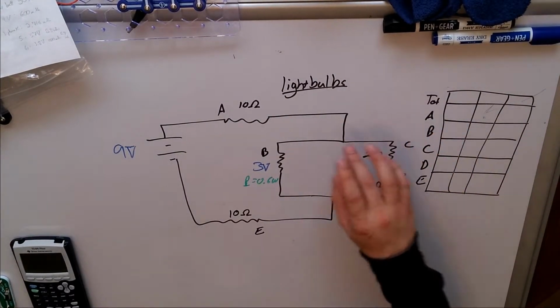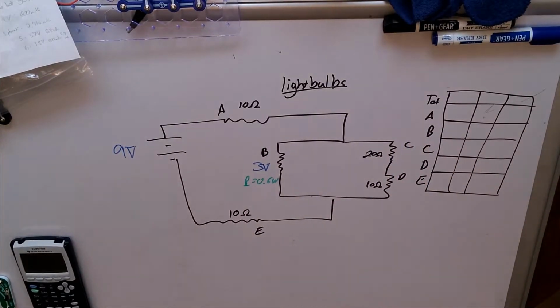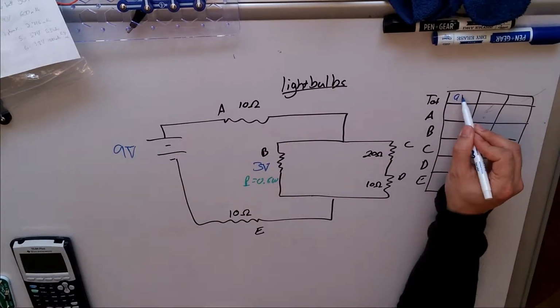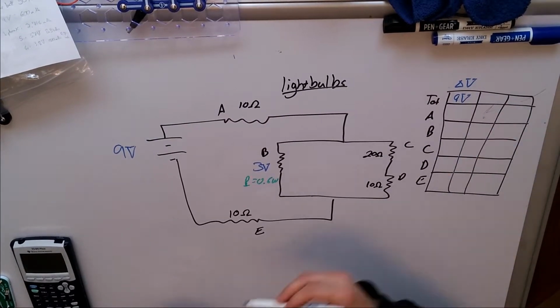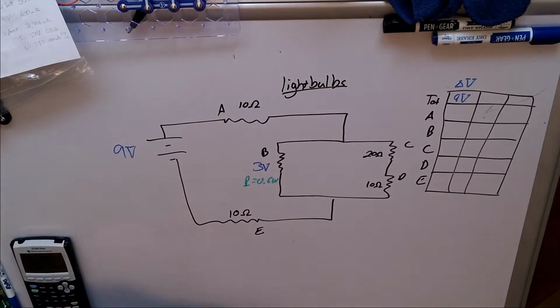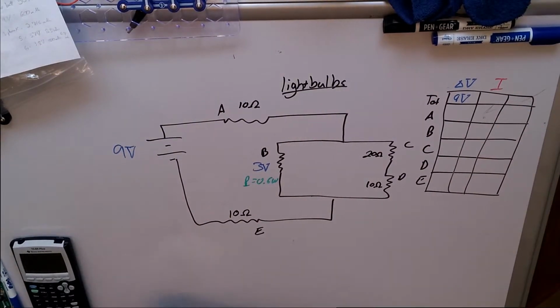I have total for the entire circuit, A, B, C, D, and E. So I've got a lot of things that I've got to keep track of. What I'd recommend is let's start by filling in information we know. We know that the total for the circuit is 9 volts. Oh, silly me. Let's write out Ohm's law at the top. Delta V equals IR.